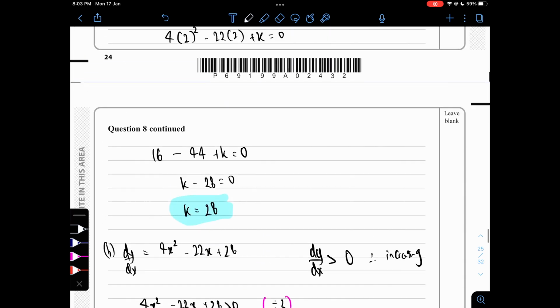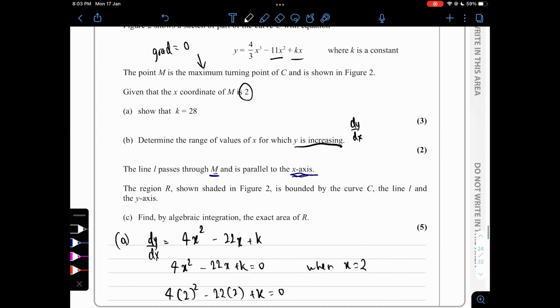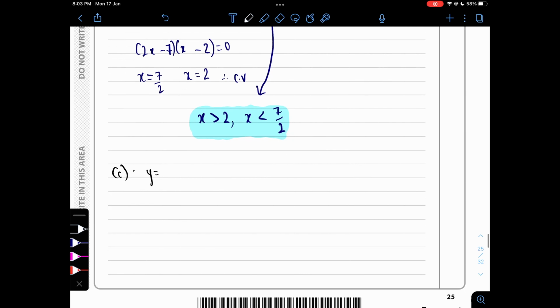So y equals 4 over 3 x cubed minus 11x squared plus kx. We have to substitute 2. So 4 over 3, 2 cubed minus 11, 2 squared plus 28. When you substitute this, we will get 28x, so multiply by 2 here as well. We will get 68 over 3. So the line L is what? It is y equals 68 over 3, right?